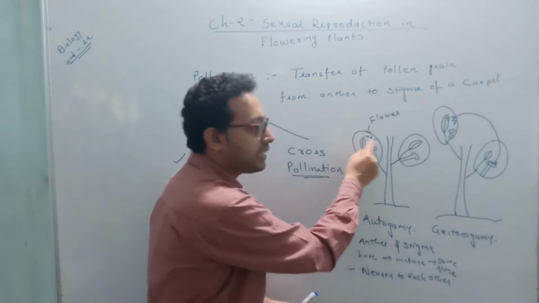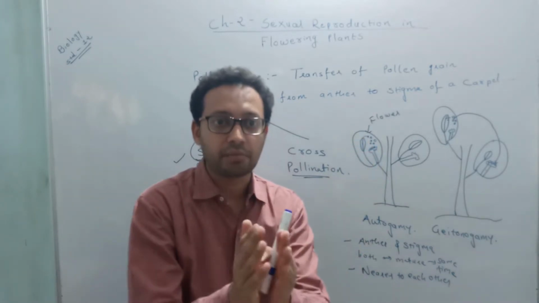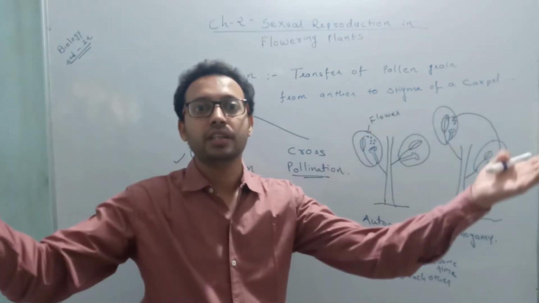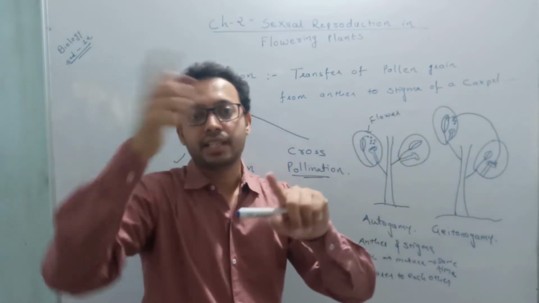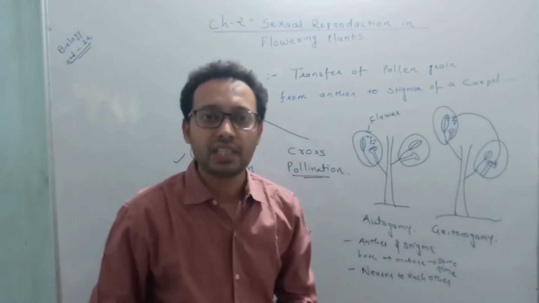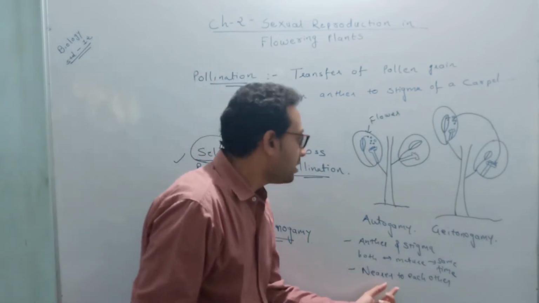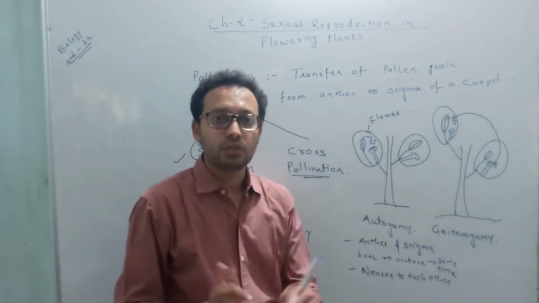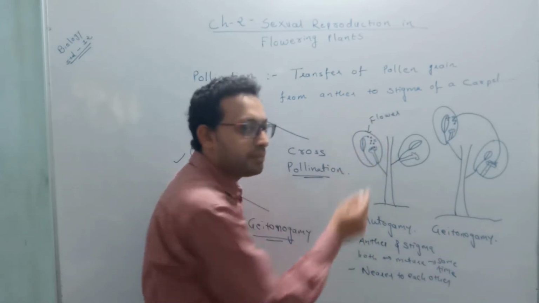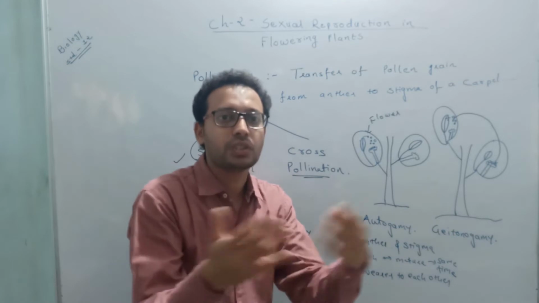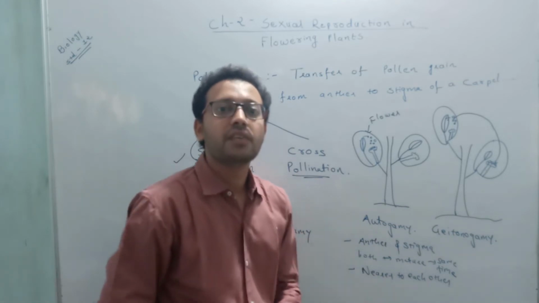First, the anther and stigma should mature at the same time. It should not be that they mature at different times. If they mature at different times, the transfer is not possible and ultimately fertilization is not possible. Second, they should be nearer to each other. As they are nearer to each other, like when they are present in the same flower, the chances of fertilization and transfer are very high.